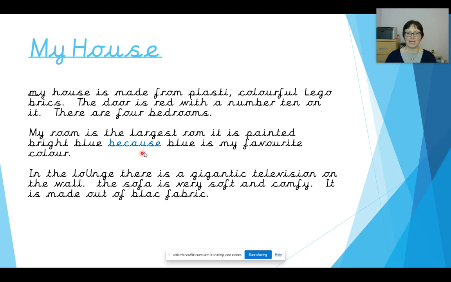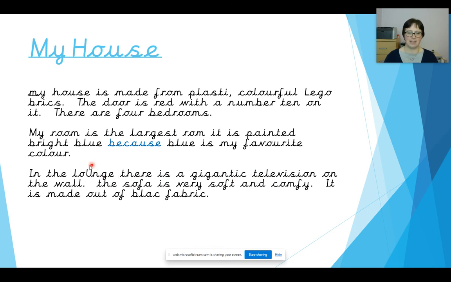bright blue because, so if you haven't used the word because already, that will be a word to try and use when you're editing your writing. Because blue is my favourite colour. In the lounge, there is a gigantic television. So I didn't just use the word big, I used gigantic.